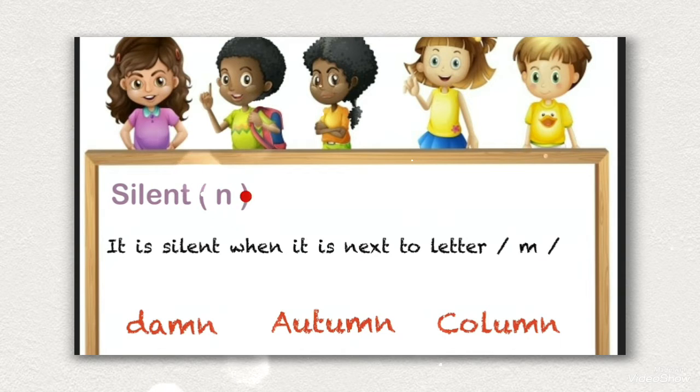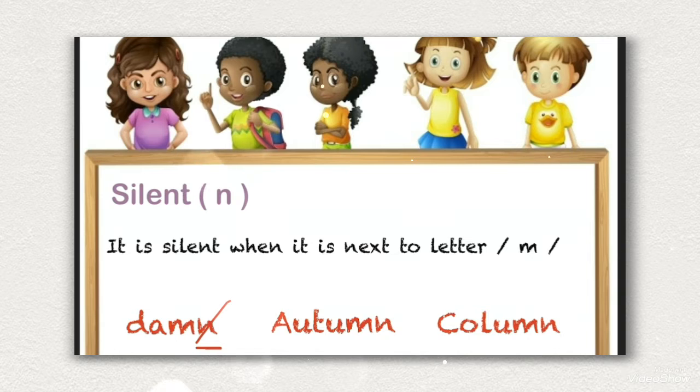We can pronounce letter N in many words, but when it is next to letter M, it will be a silent letter. As in words like damn, I see here letter N coming after letter M, so I will not pronounce it and I will see it as a silent letter. So I will read it damn.